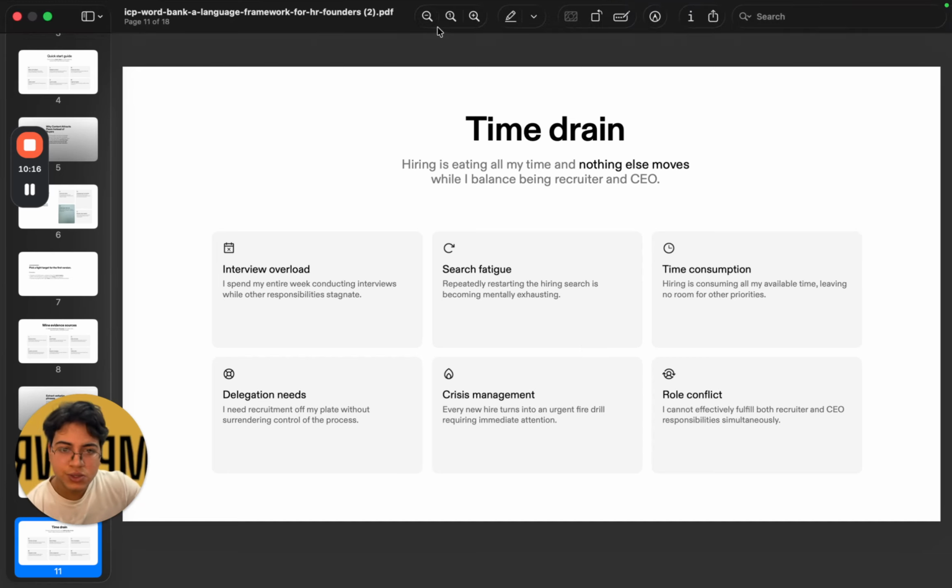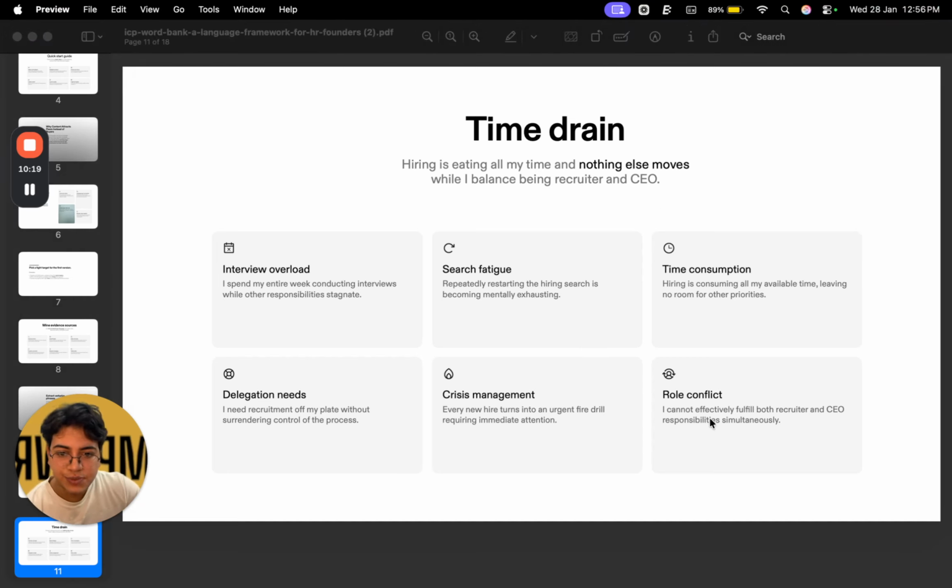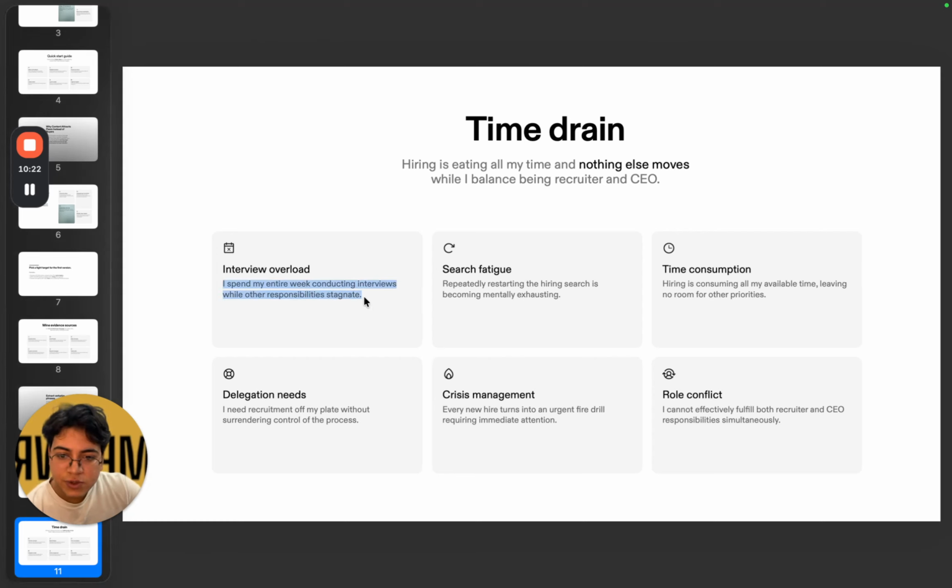and search fatigue. So the best examples around that are: I spend my entire week conducting interviews while other responsibilities stagnate. Repeatedly restarting the hiring search is becoming mentally exhausting for me. Hiring is consuming all my available time, leaving no room for other priorities. I need recruitment off my plate without surrendering control of the process. Every new hire turns into an urgent fire drill requiring immediate attention. I cannot effectively fulfill both recruiter and CEO responsibilities simultaneously. So this is about the time drain bucket, and how the phrases sound.